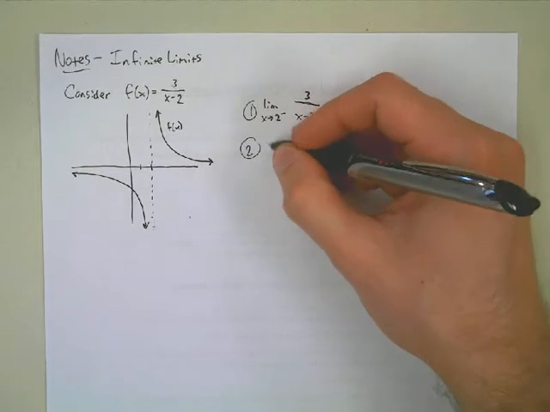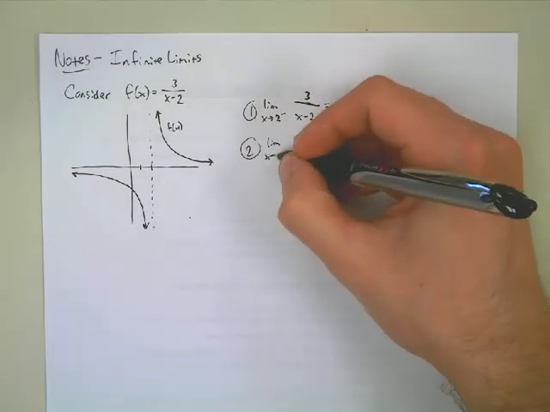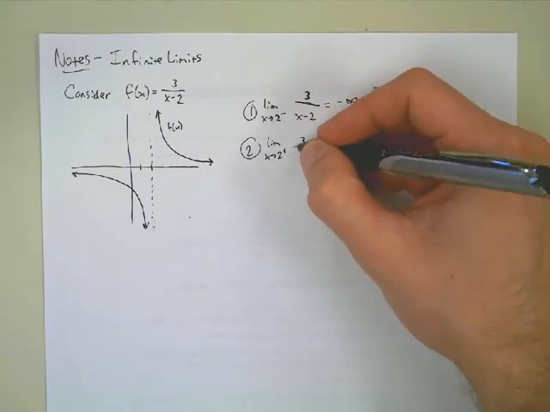Okay, let's try another one here. What about the limit as x approaches 2 from the right of 3 over x minus 2?